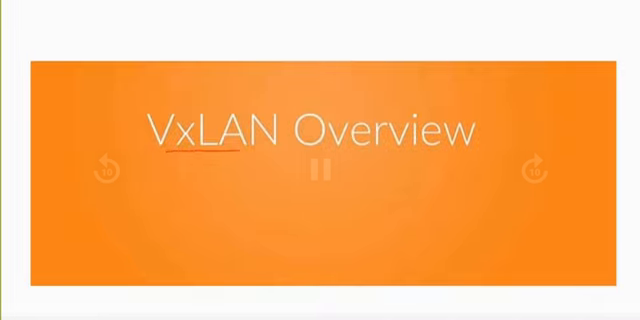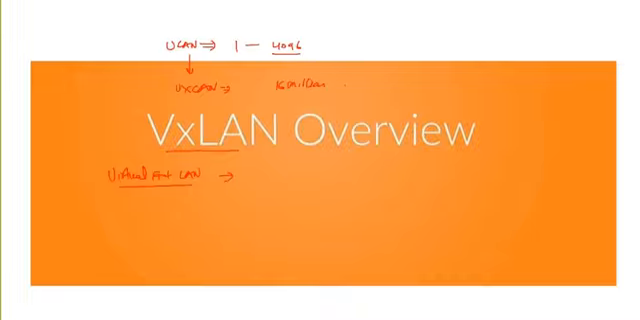So VXLAN is just like a virtual extensible LAN. Suppose in traditional VLAN we have a support of 4096, right? But if you are using a VXLAN, we have a support of 16 million VXLAN. And it is mostly used in cloud environment, right?